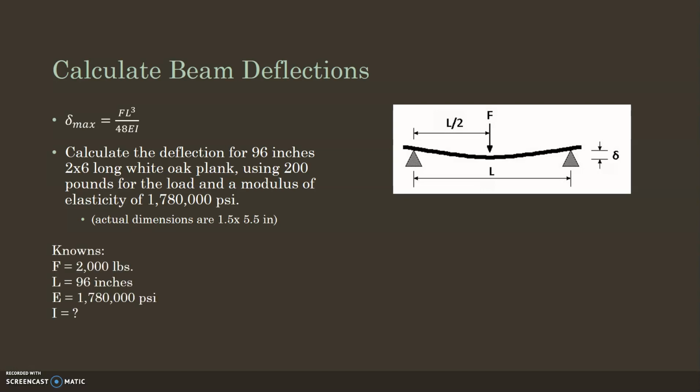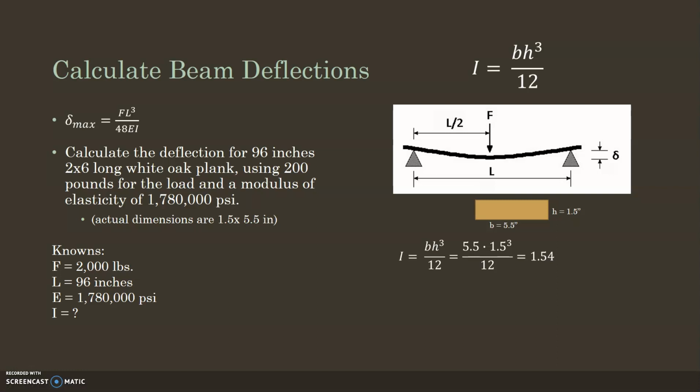All right, so let's list our knowns. We know the force, we know the length, we know the Young's modulus, but we don't know the moment of inertia. So we need to calculate that. We go back to our previous slides and look at our I, which is base times height cubed divided by 12. It says it's in a plank formation, not a joist, so our base is 5.5 and our height is 1.5. We calculate 5.5 times 1.5 cubed divided by 12, which gives us 1.54.